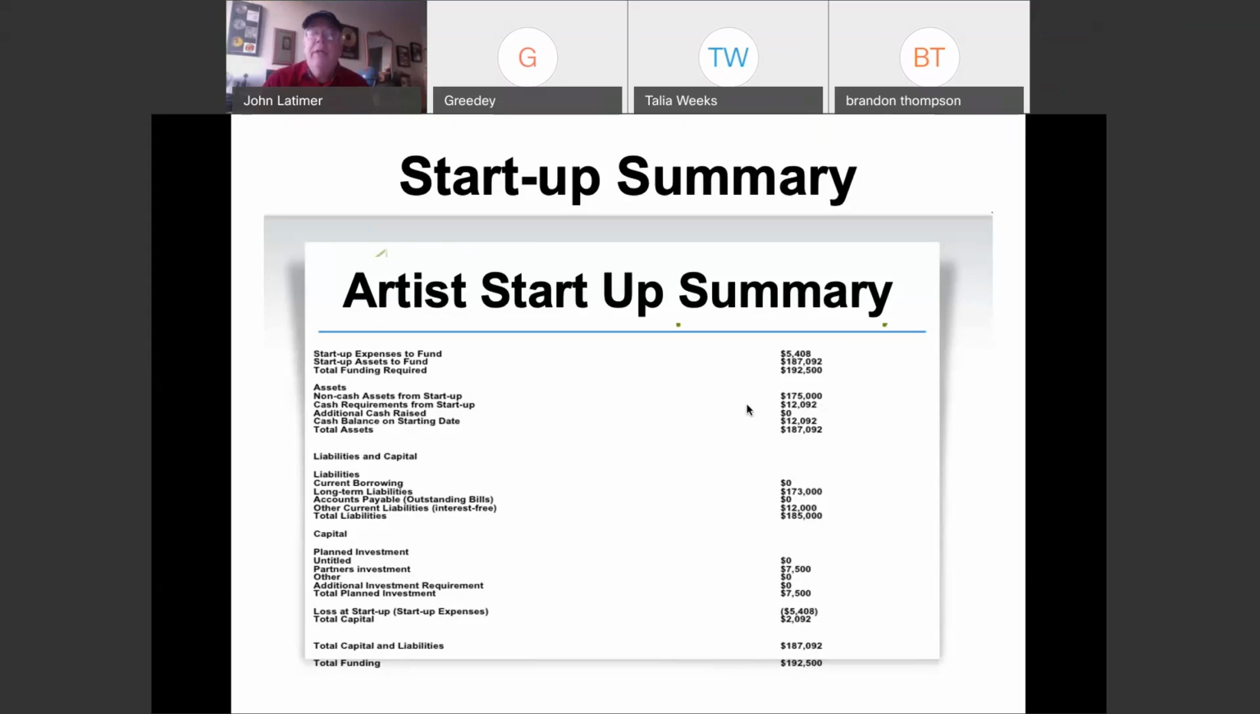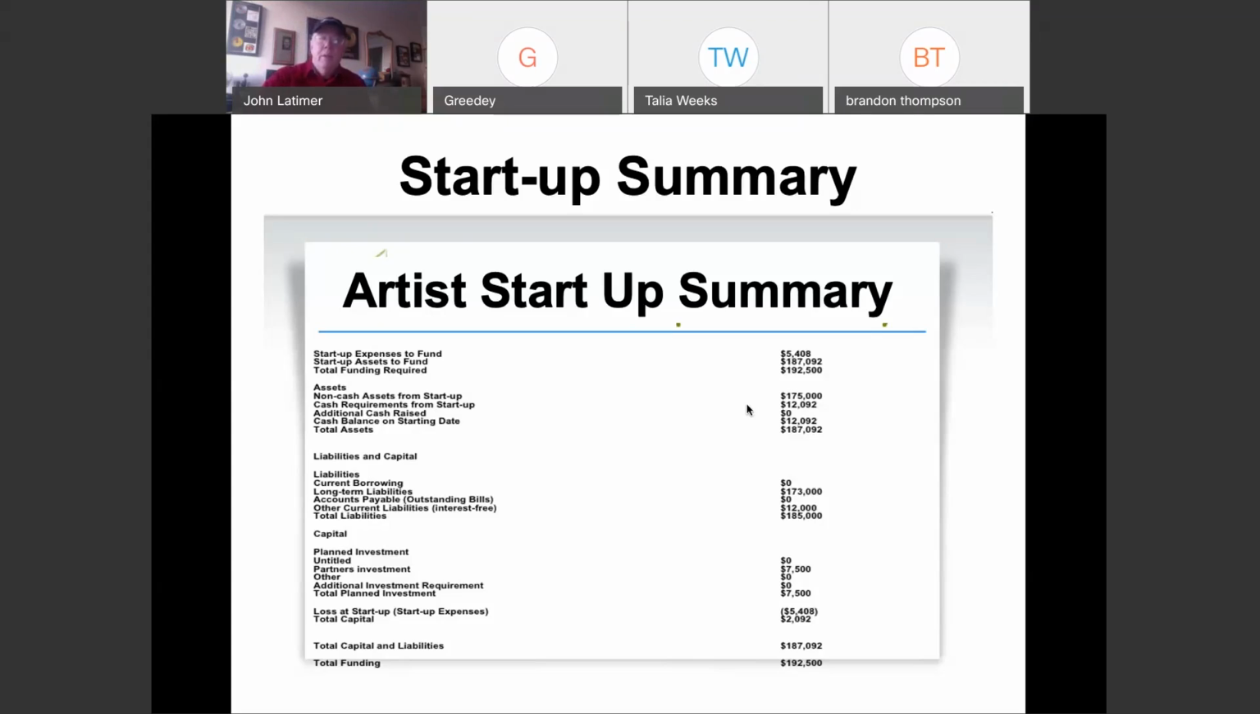If you look on here, you'll see that total assets is 187,092, and then when you add up your total liabilities and your total capital, it's 187,092. Same thing. Okay, so your liabilities and your equity, or your liabilities and your capital, should equal your assets every time. If they don't, your books are wrong.